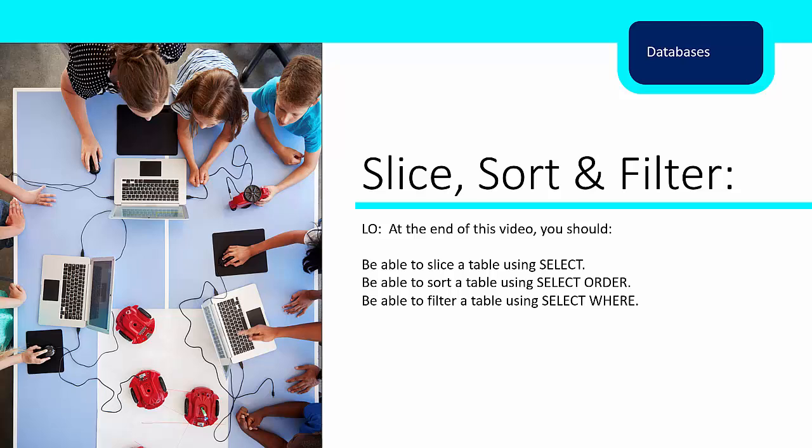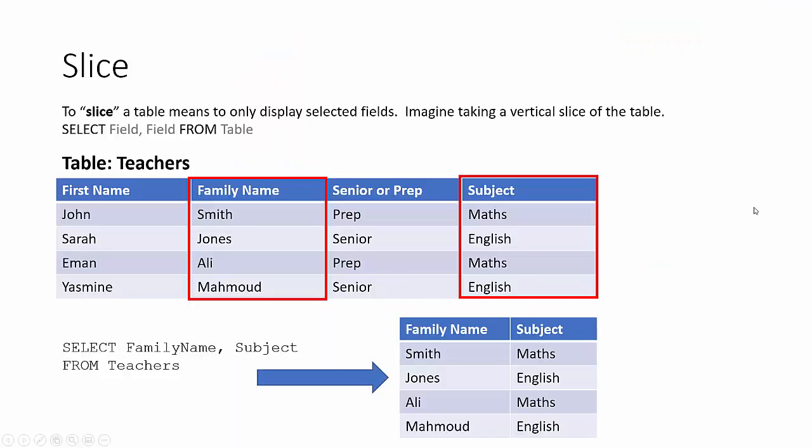In this short video we're going to talk about how we slice, sort and filter tables. We've already seen that we can use a command called select to take the data out of a table and display it onto the screen. We've seen that you have a select star from and then a table name, and that dumps all of the data from the table onto the screen.